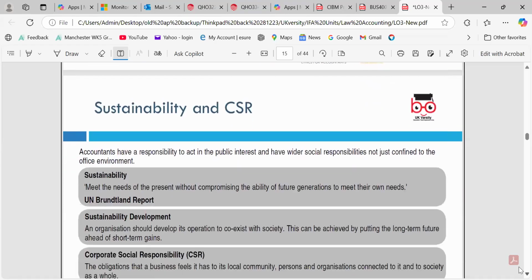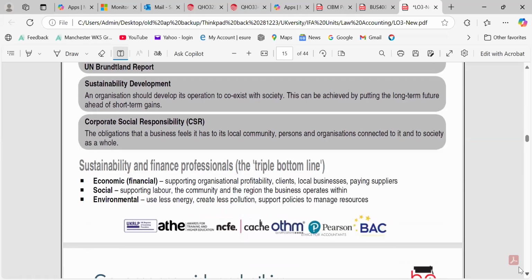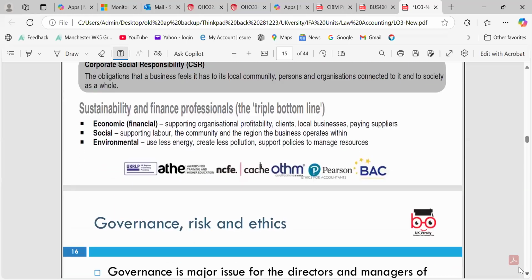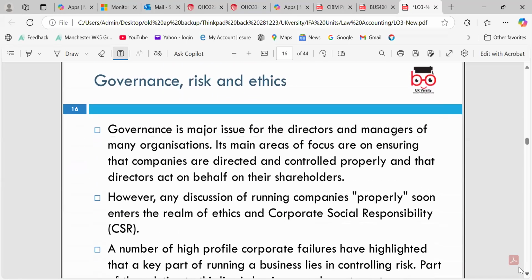Okay, then please always remember the accountant's duty to promote sustainability, meeting the needs of the current generation without compromising the needs of future generations, like reducing the carbon footprint, cutting paper usage, using more technology, and incorporating social responsibility, promoting jobs for local people, using local resources, and helping the local public. So that is all we need to do. Make sure we look at the economics, supporting the organization, profit, clients, and local businesses, social benefit to the community and environmental benefit, less energy, less pollution. A car sharing scheme can be introduced within the organization.